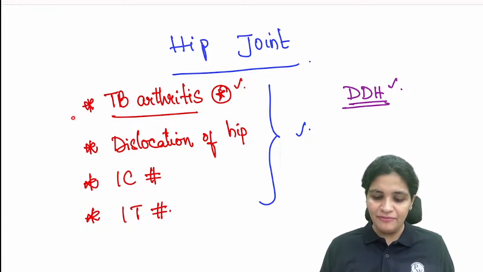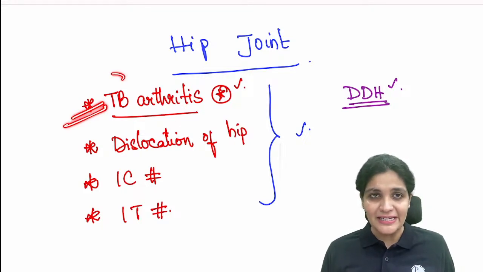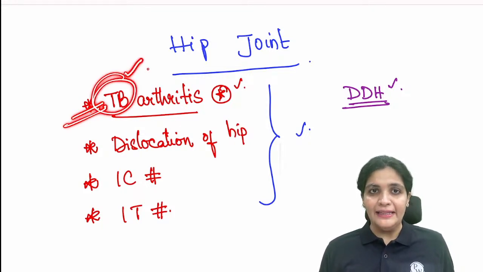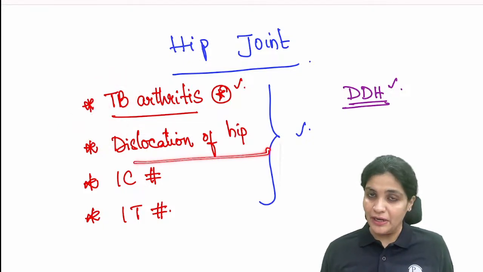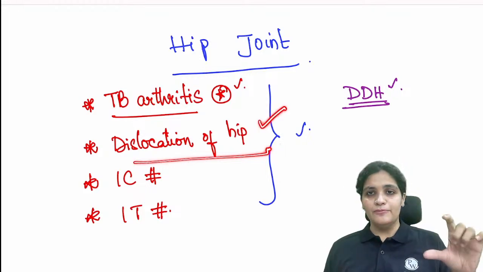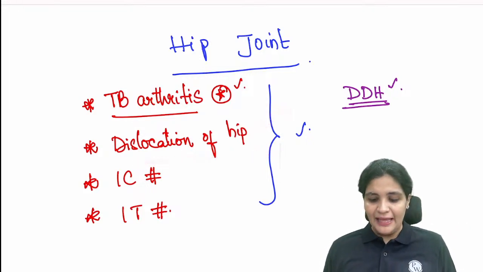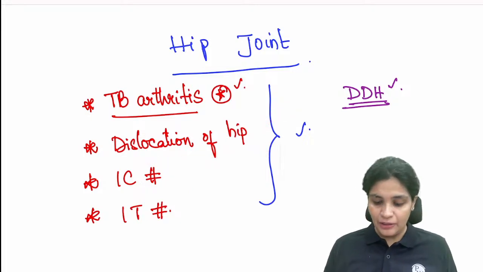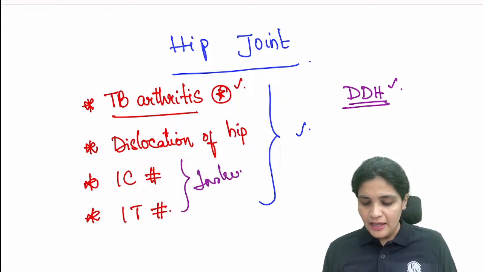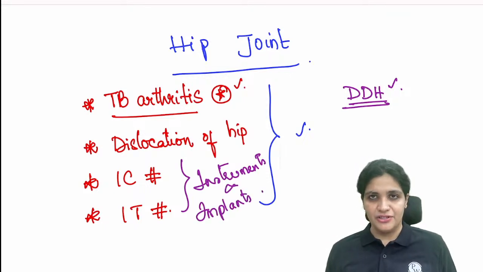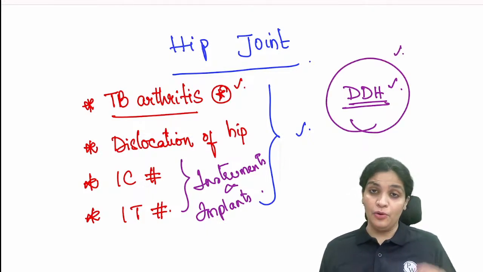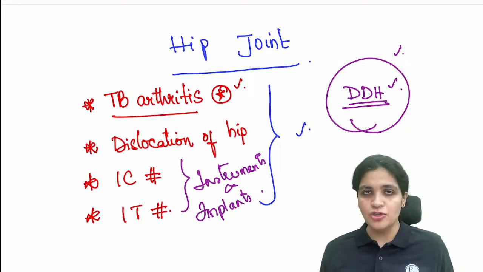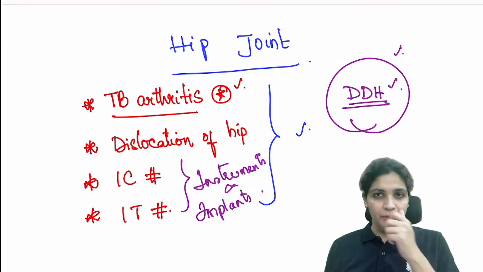First you should have a little knowledge regarding TB arthritis, because there are stages in this, so they can ask you a question on that. Then dislocation of the hip is very important. Even for NEET PG preparation, this is a very important topic. And then IC and IT fractures, whenever they ask you regarding instruments and implants. And whenever they want to test your knowledge of hip movements and various tests, they can ask you about DDH also. So regarding the hip, these are some of the important topics, right?